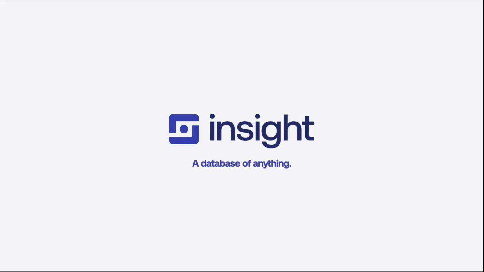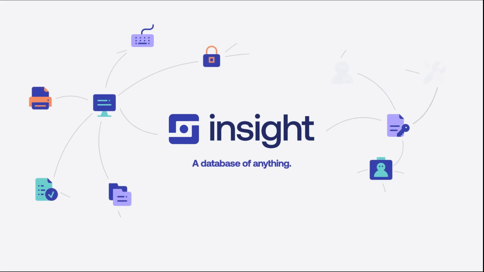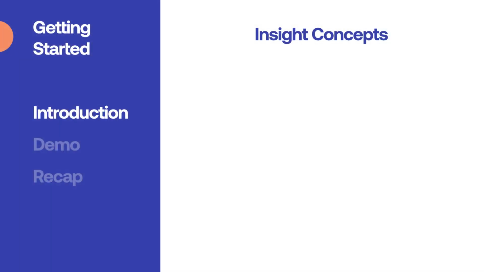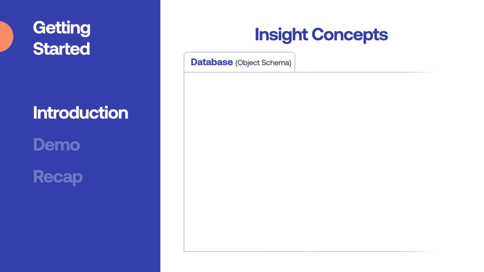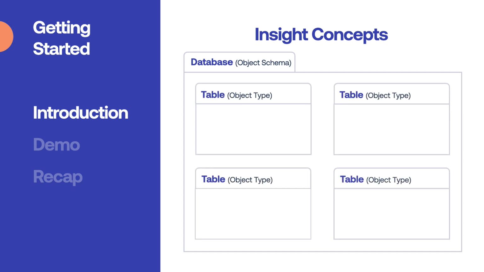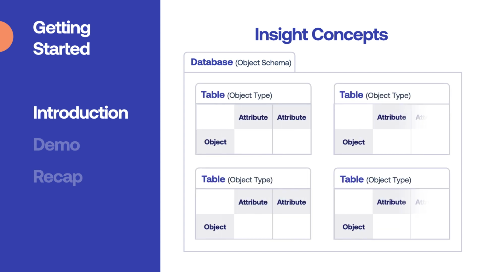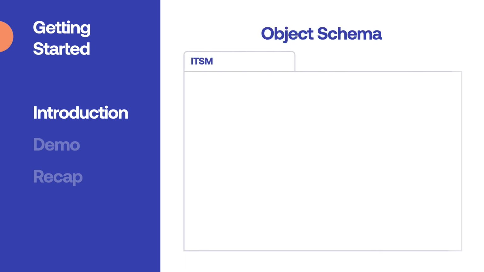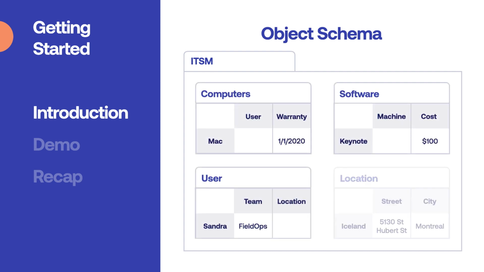When getting started with Insight, it's important to know what assets you want to manage and how you want to model your data. An object schema is a database which serves as a container for different kinds of assets. A schema contains different tables for each object type, and each of these tables contain columns that indicate the different kinds of information collected for each object inside that table. For instance, we could have a schema called ITSM, which contains tables for computers, software, users, and locations. One table for each object type.